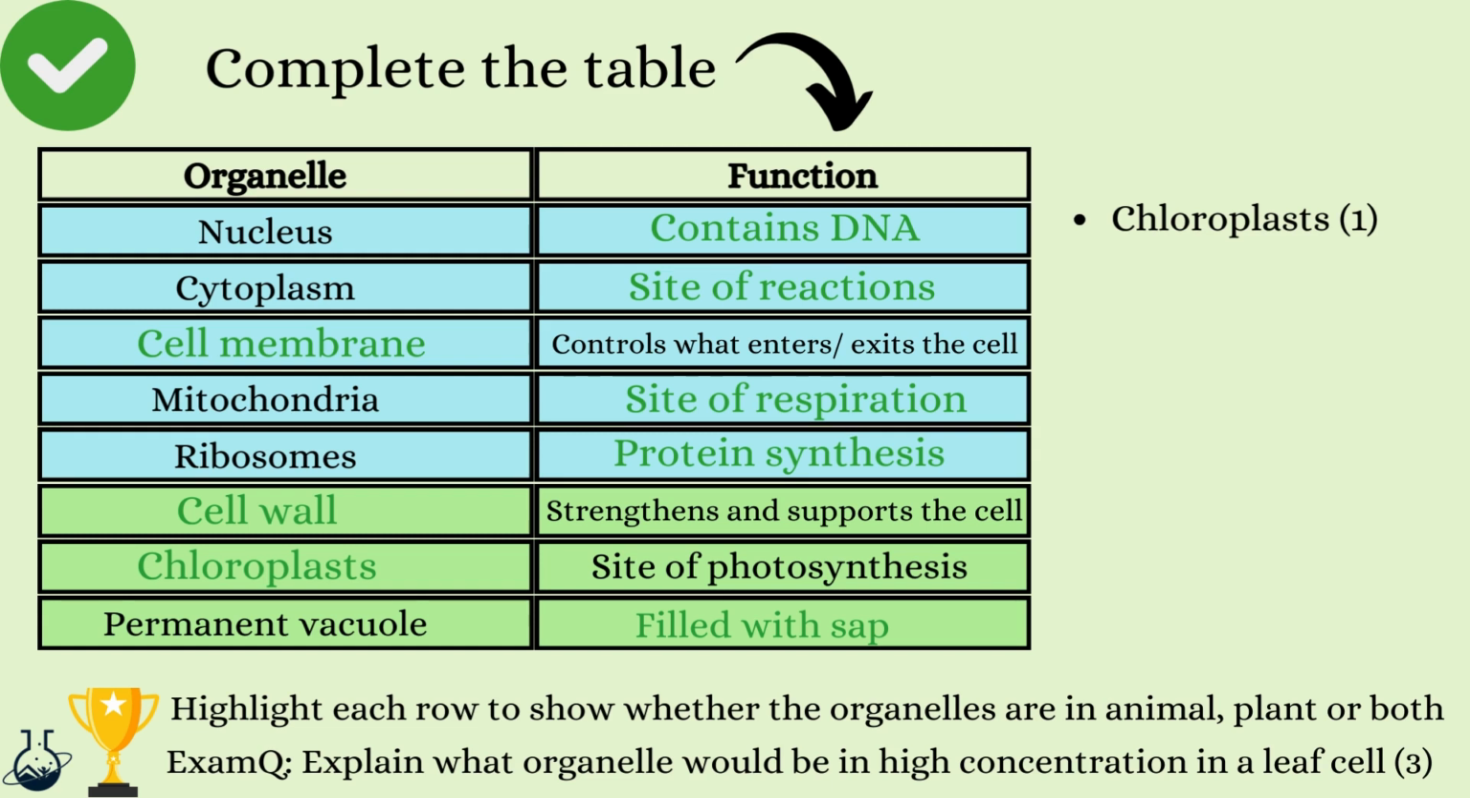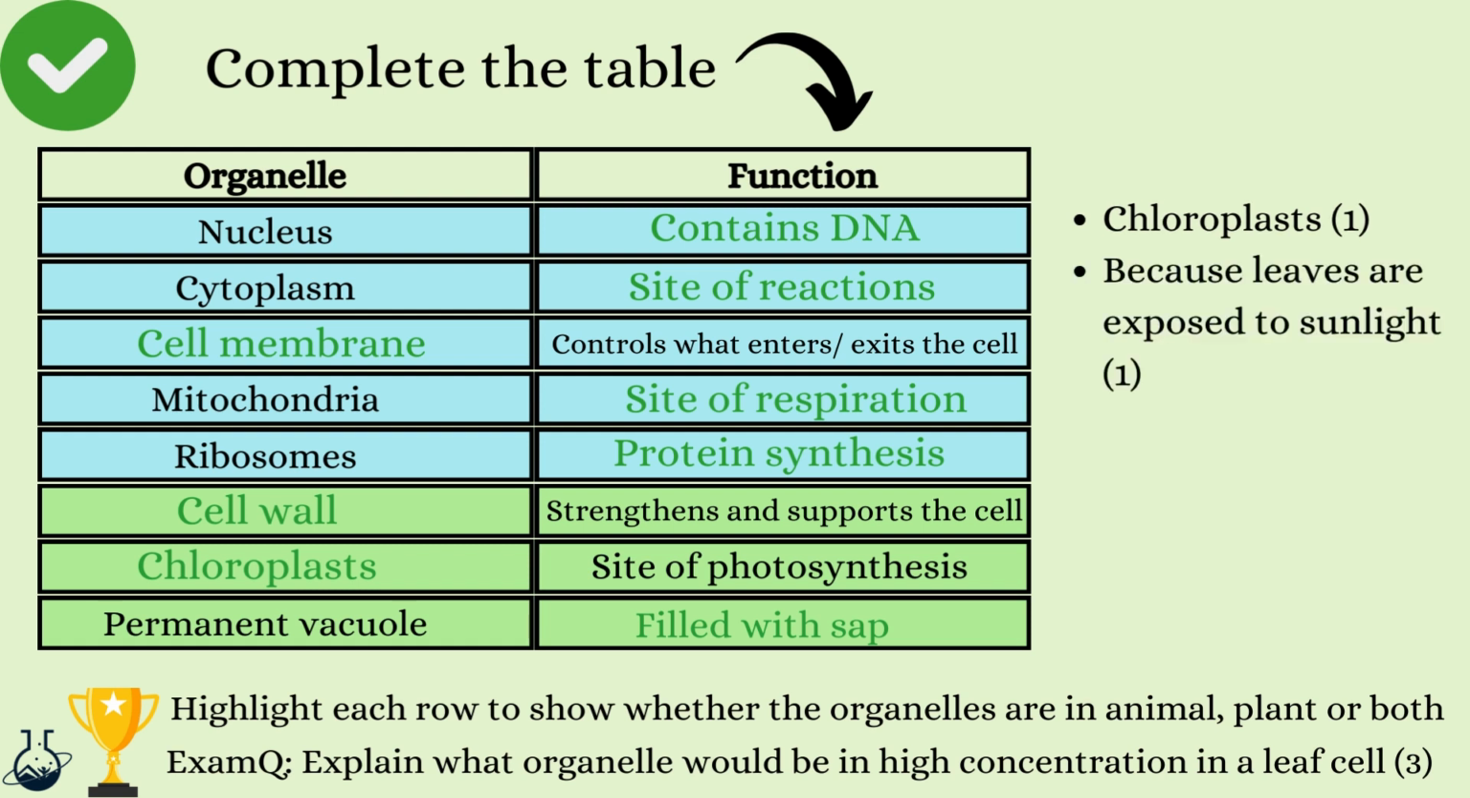The second mark would come from saying what importance the leaf's location is. Well, they're exposed to sunlight. And the final mark needs to link the organelle to the function, sunlight for photosynthesis.